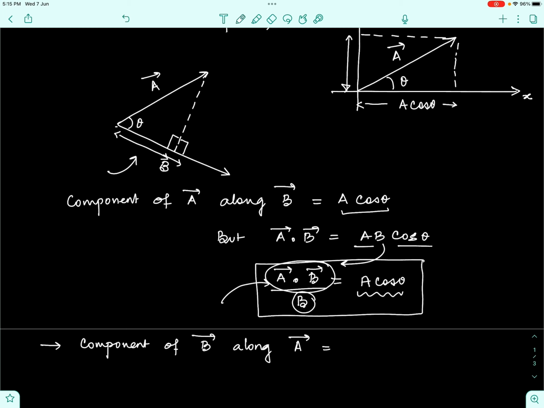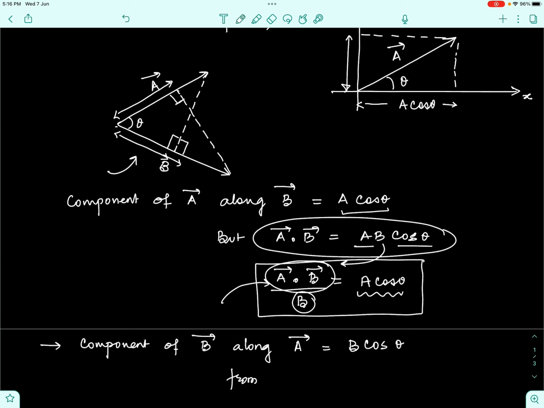If we go back to the figure, to find out the component of B along A, we will be dropping a perpendicular from the tip of B onto the vector A. This is the right angle triangle that we will get, and this is then the length of the component of vector B along vector A, which by definition will be B cos theta. So B cos theta is the component of B along A, and we can get the value of B cos theta from the same expression of dot product, A dot B is equal to AB cos theta.